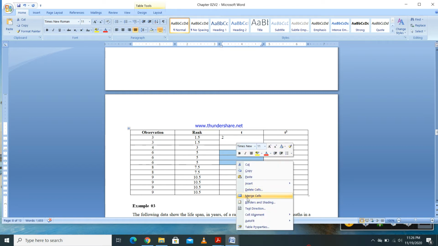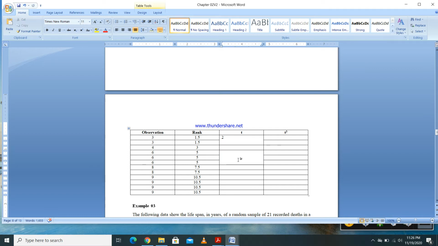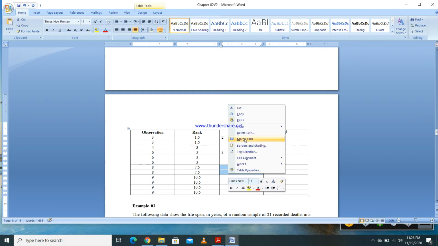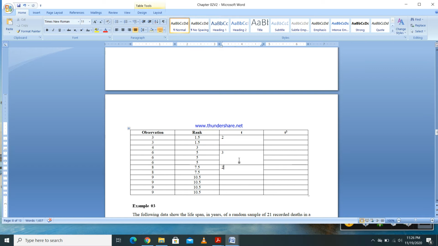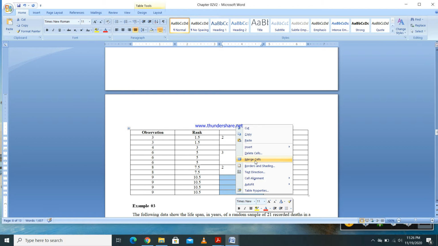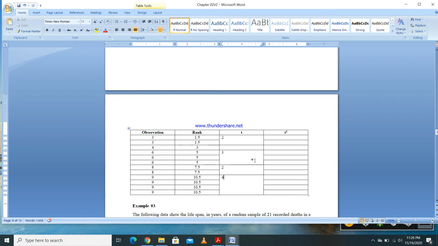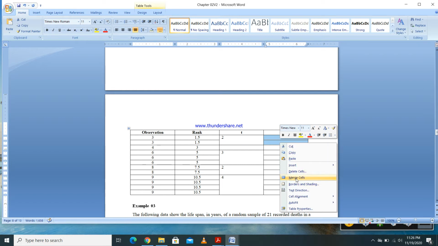So we can calculate the t value. The t value is 3 because we have three 6 values. And then when you take 8, you have 8, 8. 8 is repeating 2 times, so we can calculate the t value. T is 2. And then when you take 9, 9 is repeating 4 times, therefore we take the t value as 4. So likewise you have to take the tied values and see how many times they are repeating. That's how you calculate the t value.